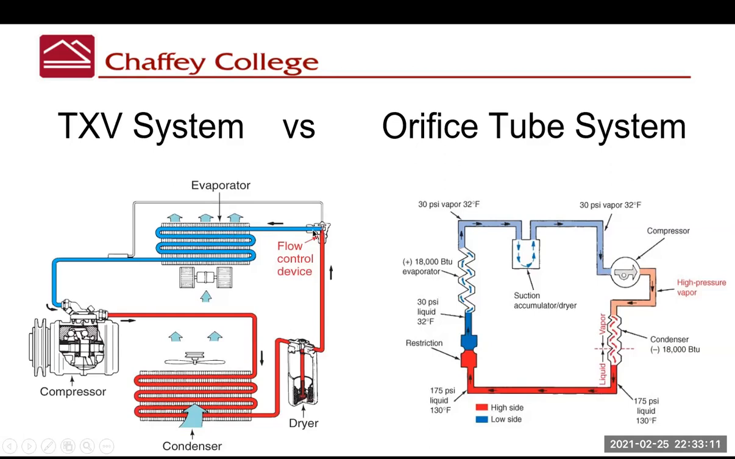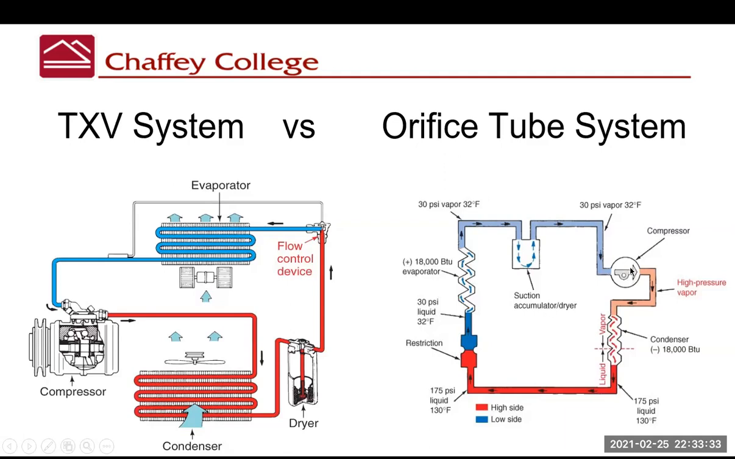So this system, this flow control device, is a thermostatic expansion valve, TXV. And the thermostatic expansion valve is near the evaporator. This is the other type of system. This is what's called an orifice tube system.